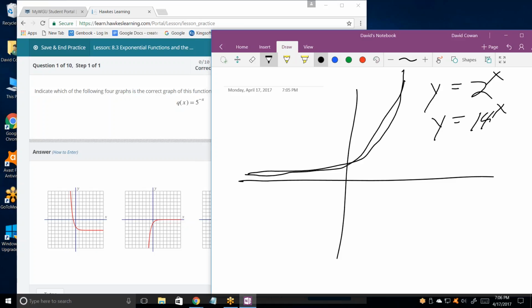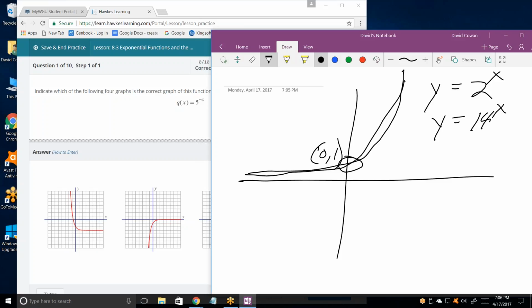They all tend to look the same, and they all go through this point, (0, 1). The reason is that any number to the 0th power is equal to 1. So it doesn't matter what the base is, whether it's 2 to the x or 14 to the x, it's still going to go through that point, and then it's going to sharply rise. So exponential functions tend to look like this.